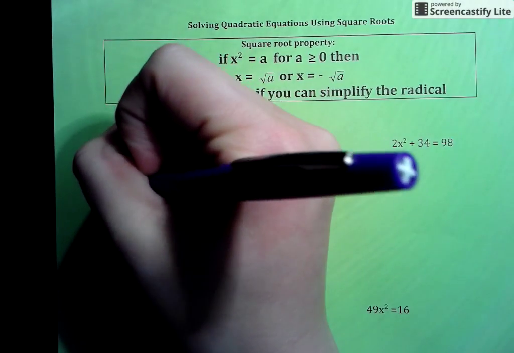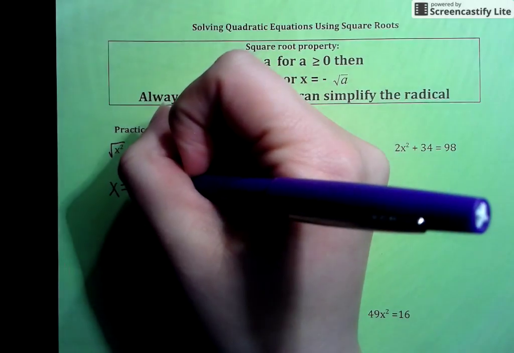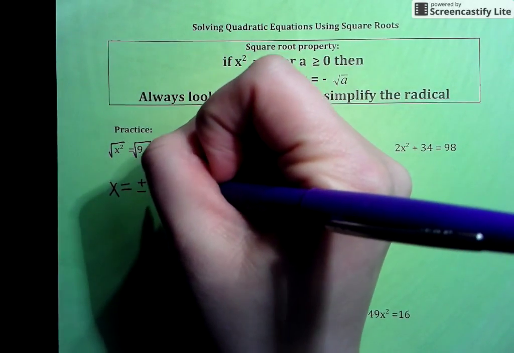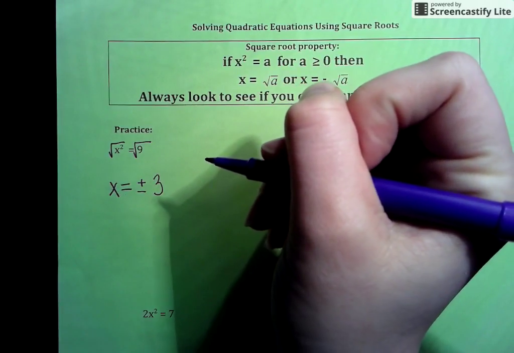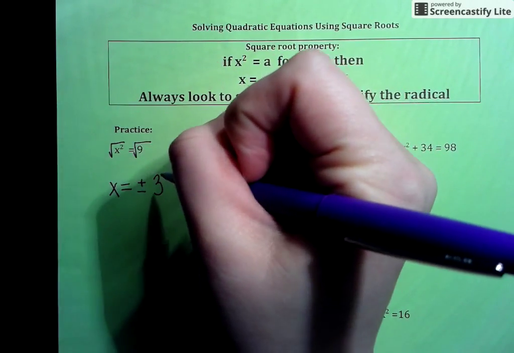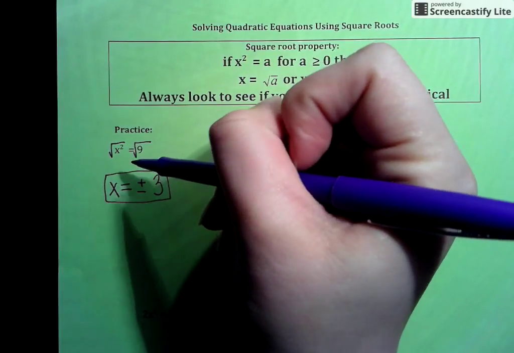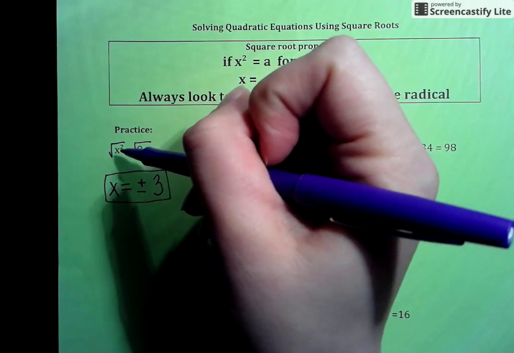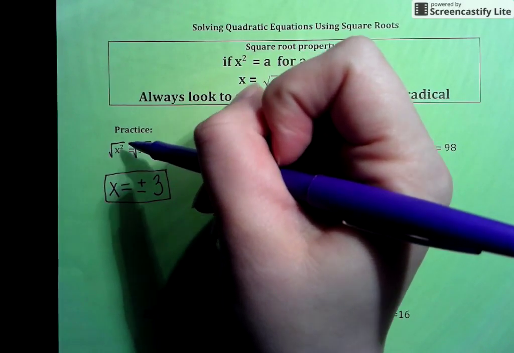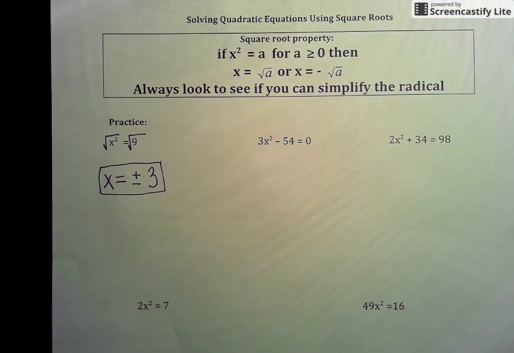So it's going to be x equals, and when you take the square root of both sides, it's really saying that you have two solutions. The square root of 9 can be plus or minus 3. If I put 3 back into my equation, 3 squared equals 9, and negative 3 squared equals 9. That's why there are two solutions.